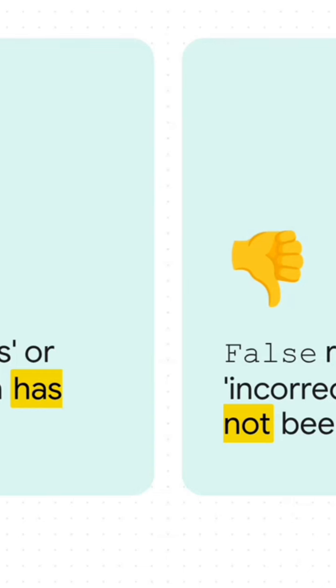It really is this simple. True basically means yes or correct. It's a green light, telling us a condition has been met. False is the opposite. It's your no, you're incorrect. It's a red light, signaling that a condition has not been met.